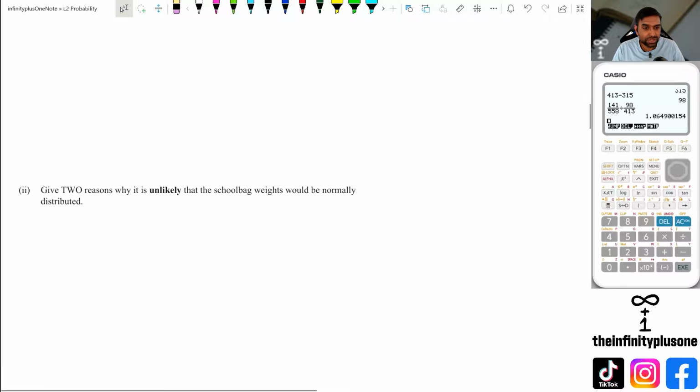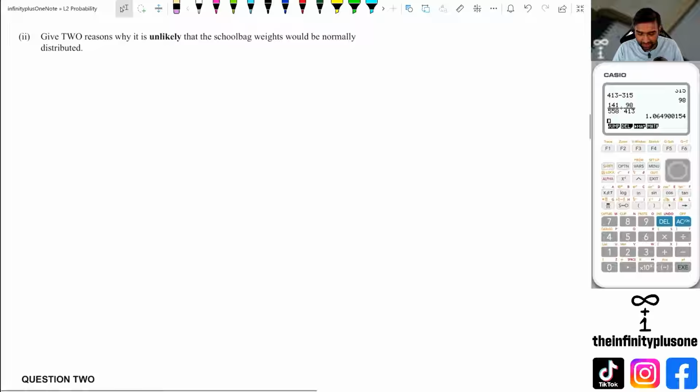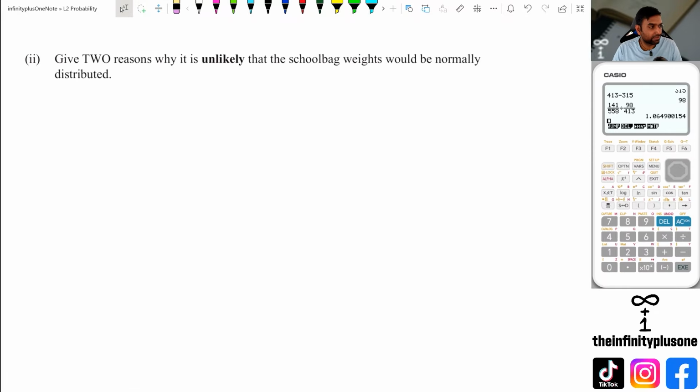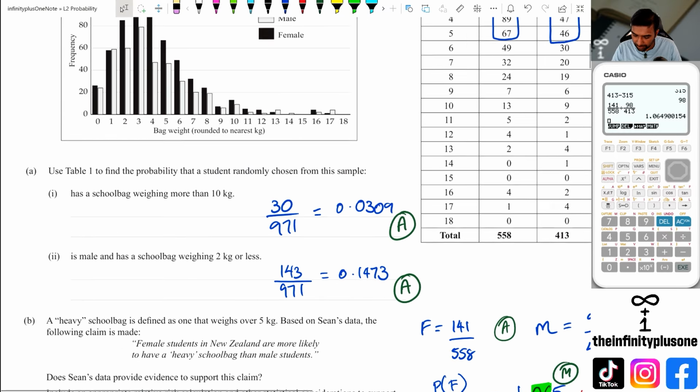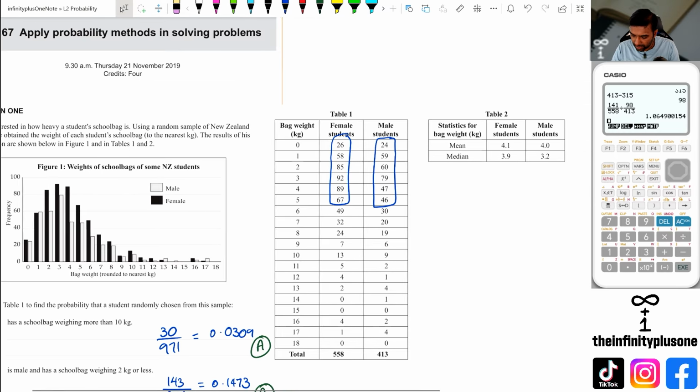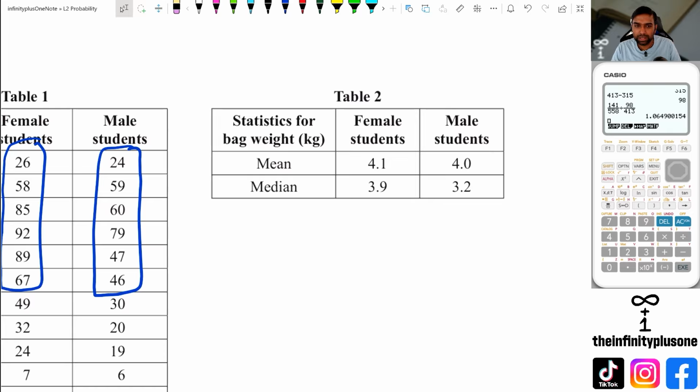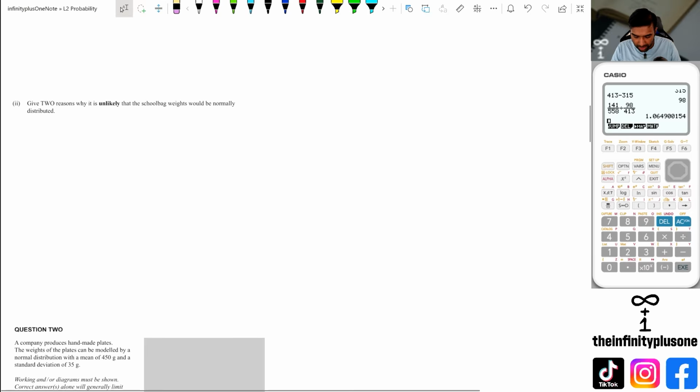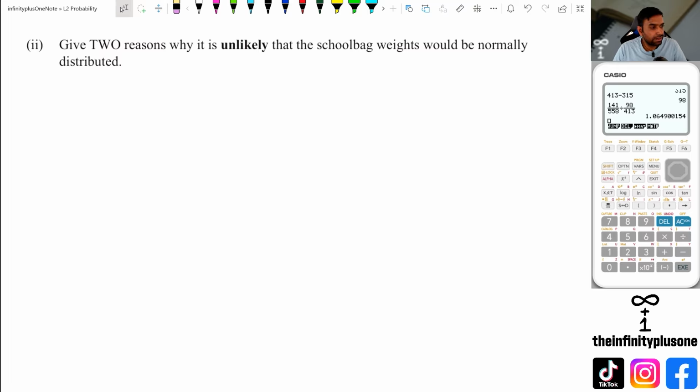C2 is give 2 reasons why it's unlikely that the school bag weights would be normally distributed. Now, this is where you get into the context of some of these things. But I'm going to go right to the top there, because we were given the mean weight of the bags, which is 4.1 kgs and 4 kgs. So if we go back down here, there are a couple of things that we can talk about why it's not normally distributed.